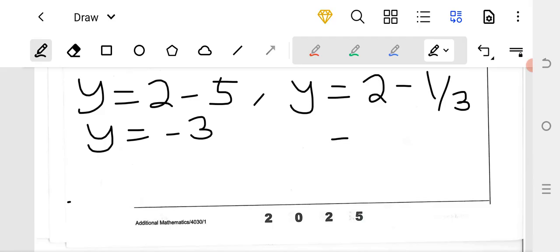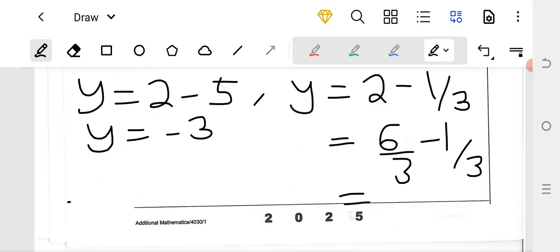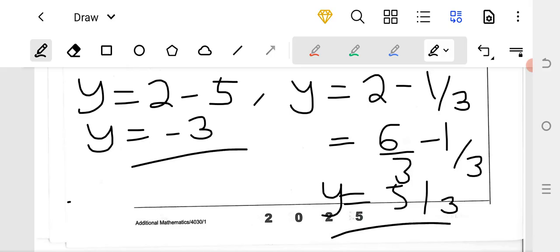So I'm going to do the same thing here. It's going to be 6 over 3 minus 1 over 3. Your answer is going to be a 5 over 3 as your y. That's it. So your y is equal to a negative 3, y is equal to a 5 over 3.